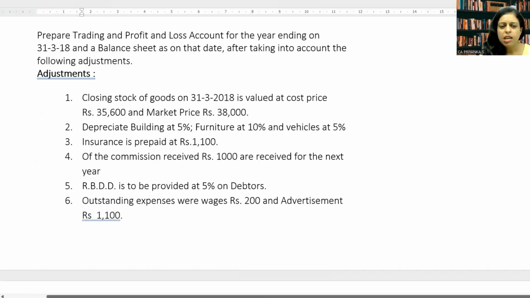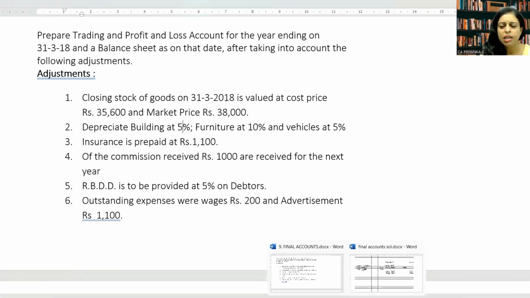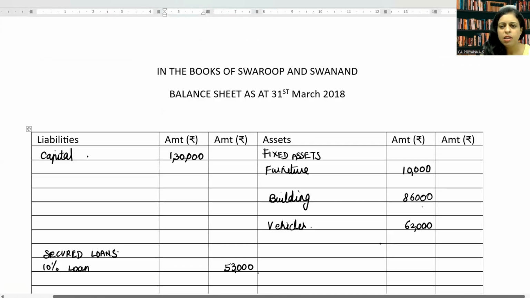Next, the second effect is depreciation on building, furniture and vehicles. What is the building amount? 5% is the depreciation on building. What is the building value? Let's see. Okay, building is 86,000. So what will be your depreciation? We are going to write here less depreciation, right? Depreciation is always reduced from the asset. It is the reduction in the value of an asset due to wear and tear.